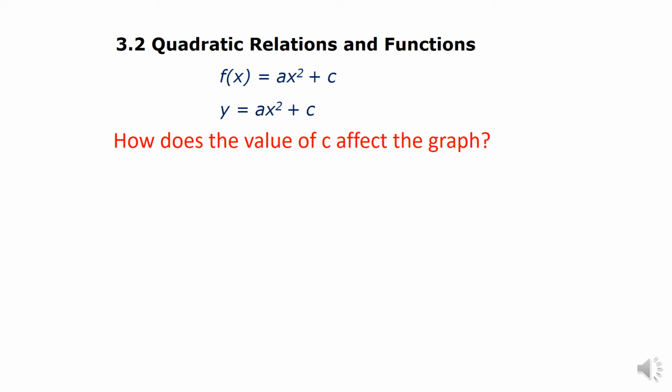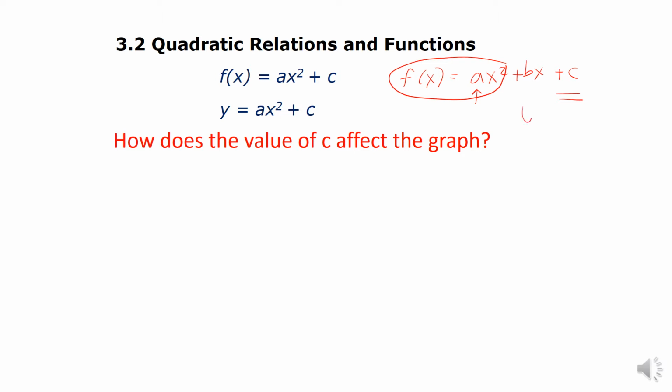Okay, today in IM2 we're going to talk about quadratic relations and functions when we add c. So we know that the standard form of a quadratic function is ax squared plus bx plus c. Yesterday we talked about this part of the function and what happens when we have just a, which is positive, negative, or a number. And today we're going to add c. So how do you think c would affect the graph?